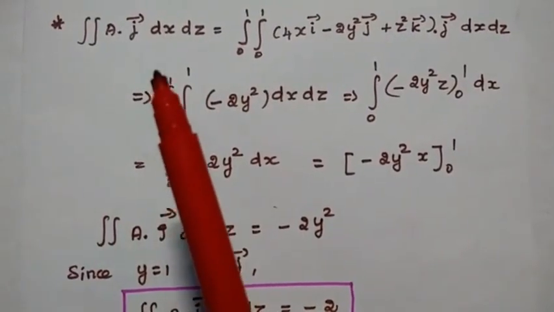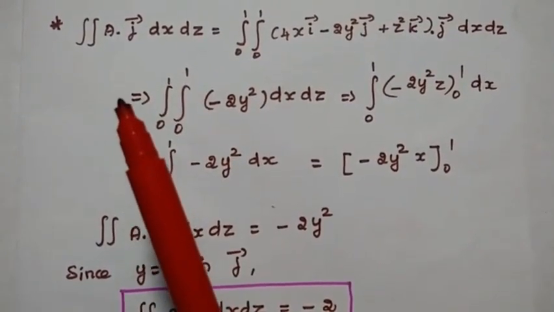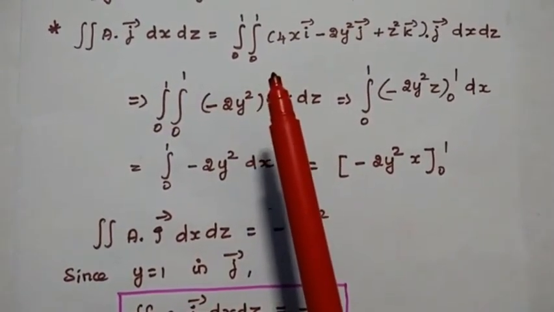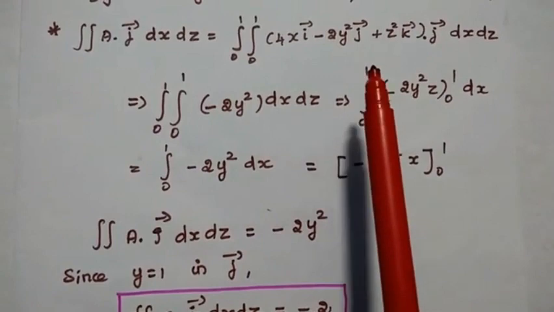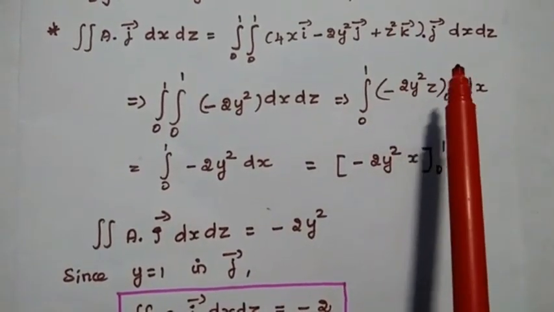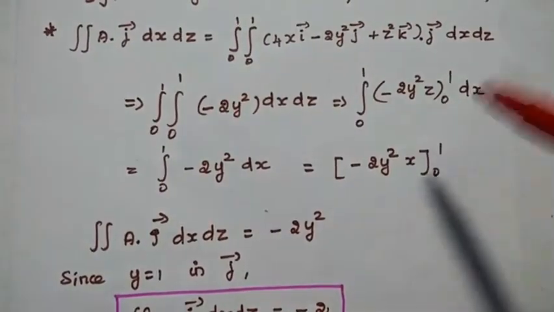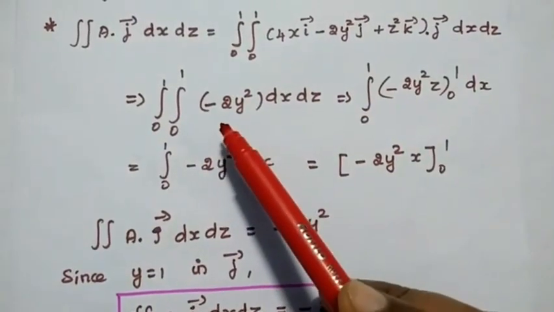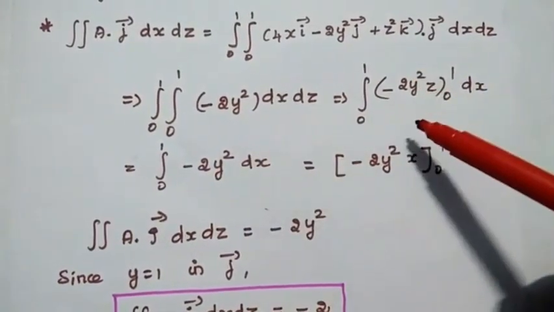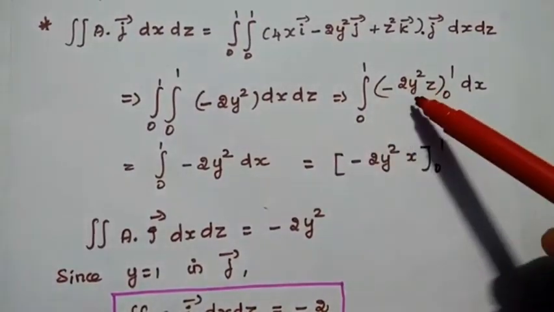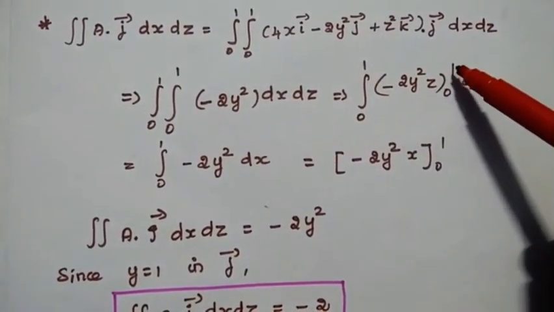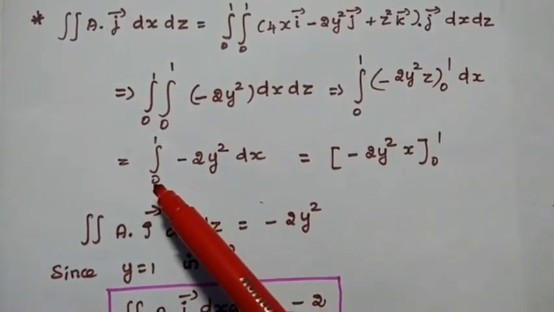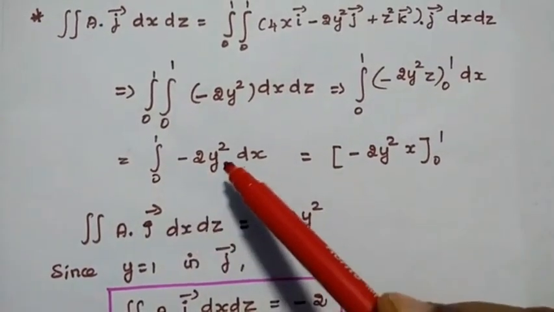Next, consider the j normal component. So here it is the surface integral of A dot j vector dx dz, which is equal to the double integral of 4x i minus 2y squared j plus z squared k vector, dot j vector dx dz. So here we have the value only for this j vector because j dot j is equal to 1. So that is minus 2y squared. Then we are going to integrate with respect to z. This becomes minus 2y squared z with the limit 0 to 1. Okay, substitute the limits here. So z becomes 1.